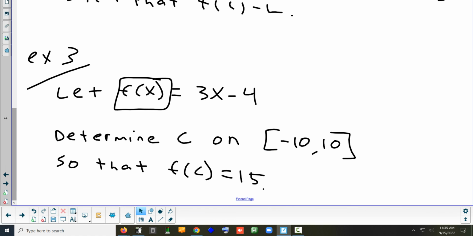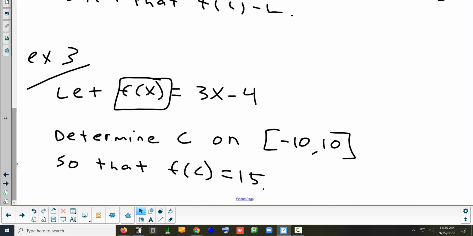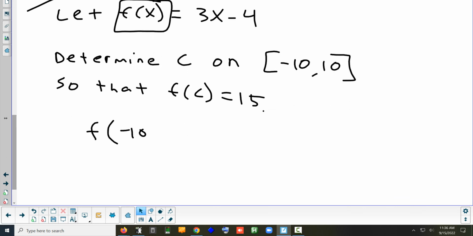We're going from negative 10 to positive 10 on the x-axis. And we're drawing a line with a slope of 3 and a y-intercept of negative 4. First of all, if you draw a line, is that a continuous function? Yes. So it already meets the criteria that it has to meet to use this idea. Step functions would not apply to this at all. They're not continuous. But the line is continuous. Okay, good.